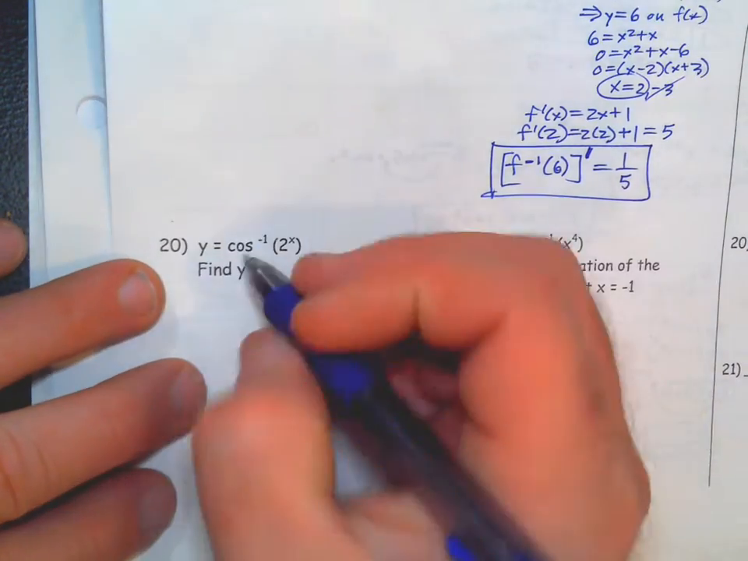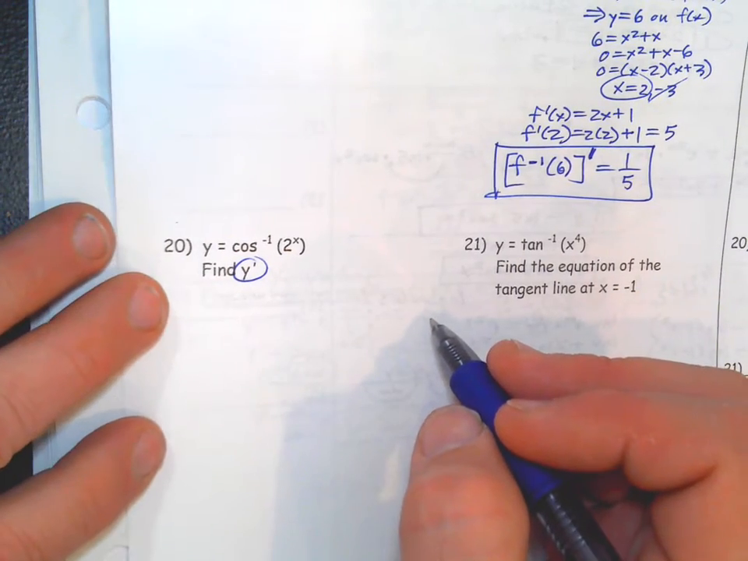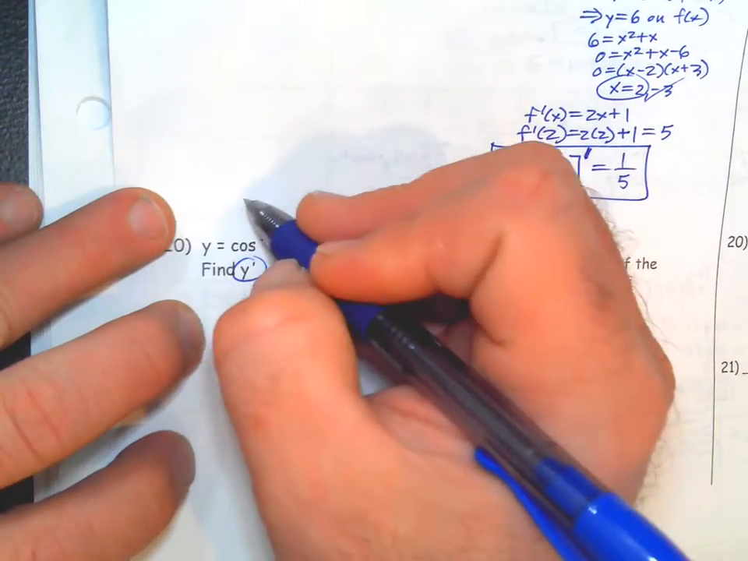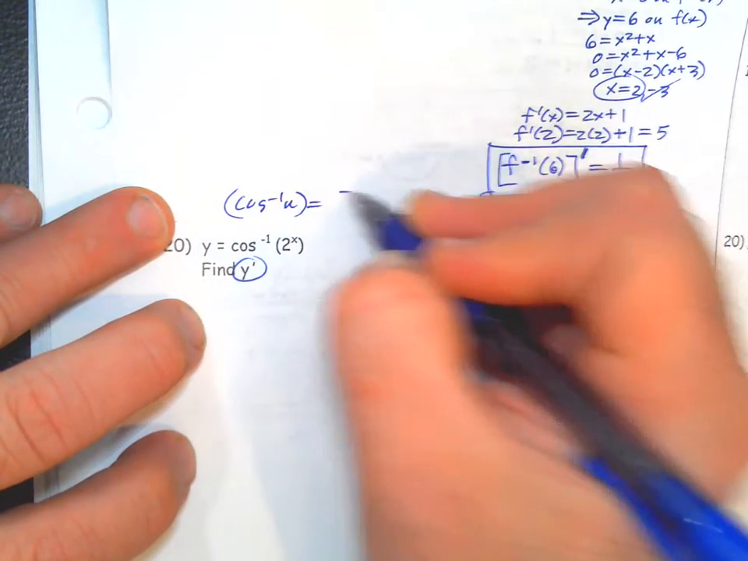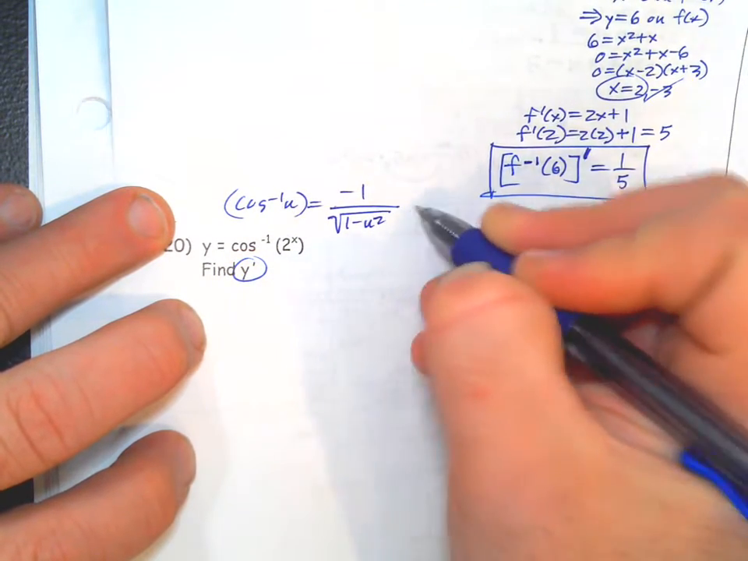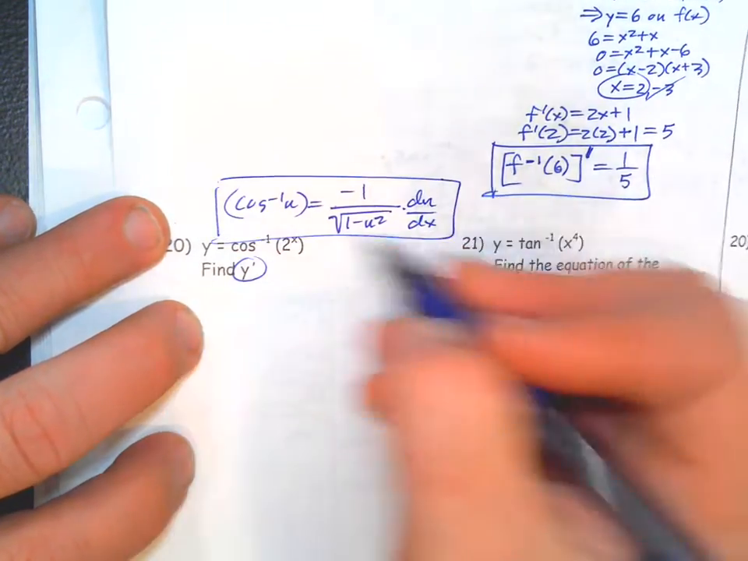And here we're trying to find the derivative. So this is just another derivative. Now this is one of the last rules we covered here. The derivative of inverse cosine of u is negative 1 over the square root of 1 minus u squared, and then you have to follow it up with a du dx. So this is a rule that you have to memorize, and we're using it here.